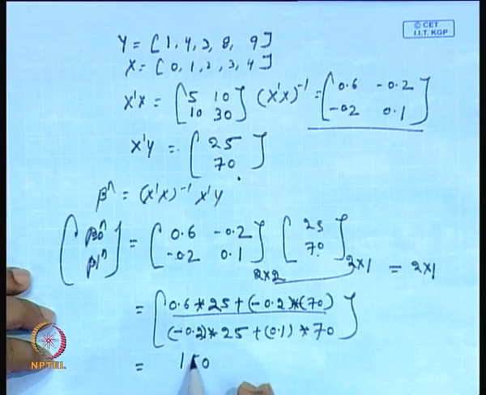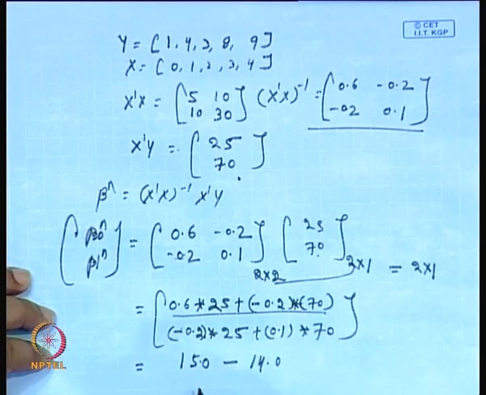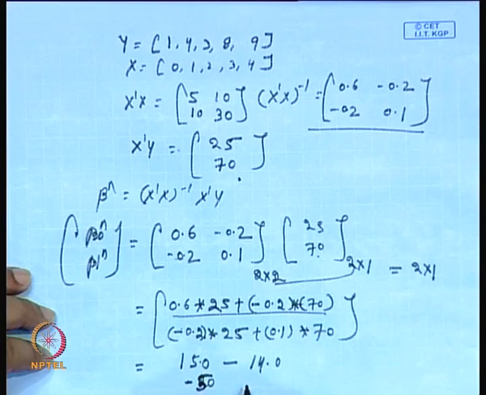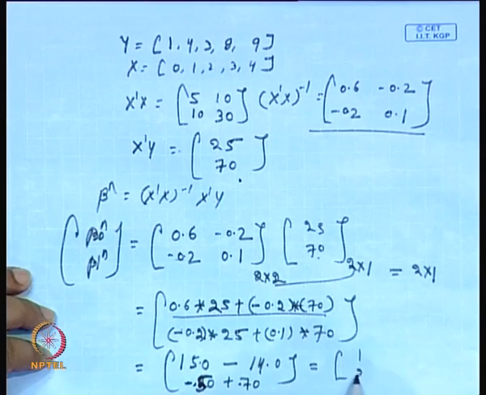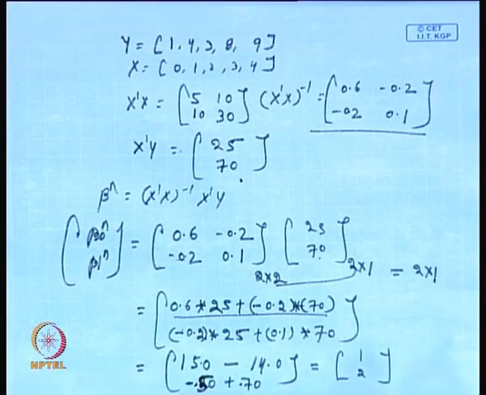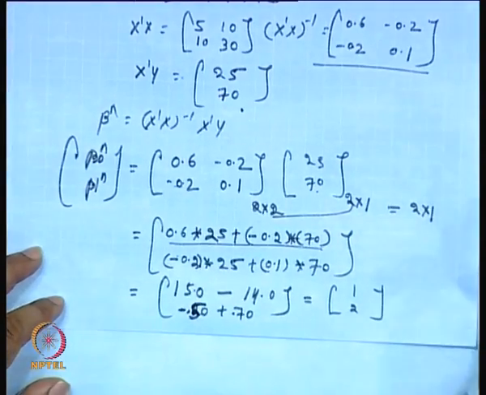So 15, then minus 70 into 0.2, 14. Then minus 0.2 into 25 is minus 5, and plus 0.1 into 70 is plus 7. So that means it is equal to 1 and 2. This is how it's coming.